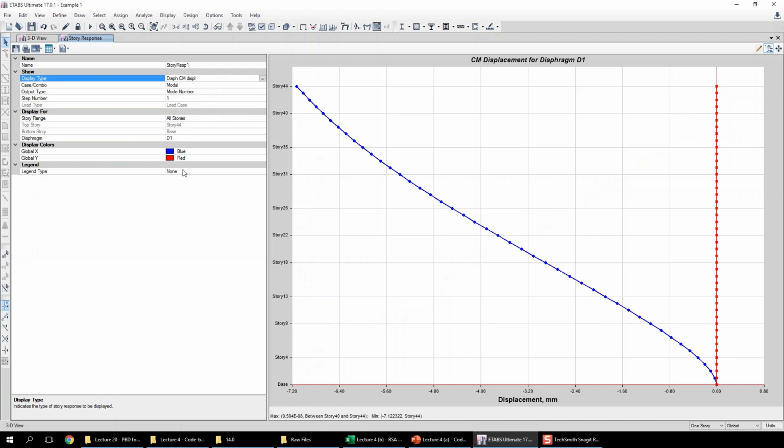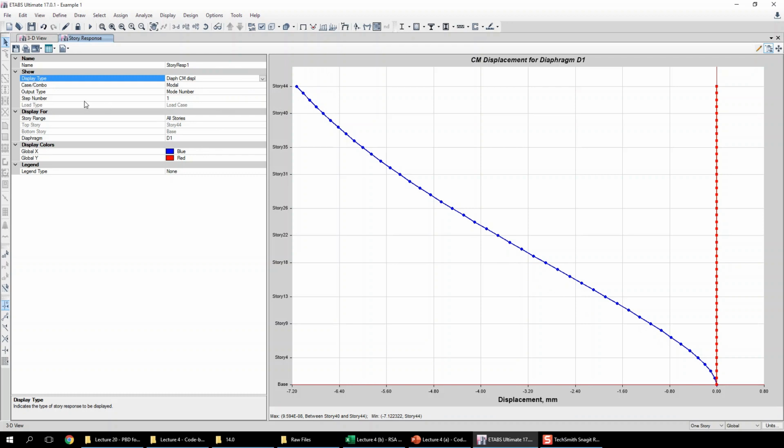So the first mode shape, as you can see here, the blue color is the x direction. So the first mode shape is this one. I have assigned the rigid diaphragms in all the stories in this building. So which means whatever is the displacement of the center of mass for each floor diaphragm, that will give me the mode shape vector. So this is the mode shape vector for first mode, which is the first mode in x direction only.